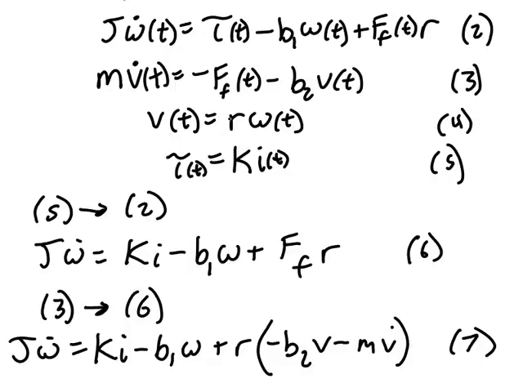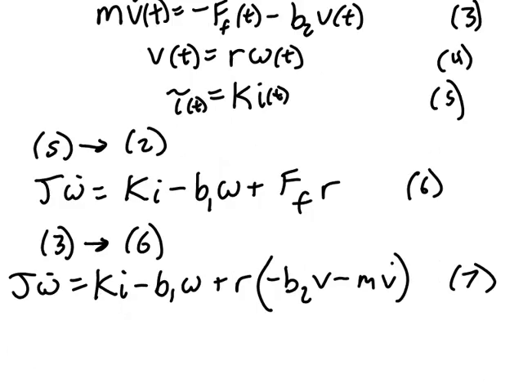If I would take equation 4 and take the derivative of both sides of that equation, I could then substitute in for V dot and pull that omega dot over to the other side, and that would allow me to get one equation for omega dot in terms of everything else. So let's do that now. I'm going to start by taking the derivative of equation 4.